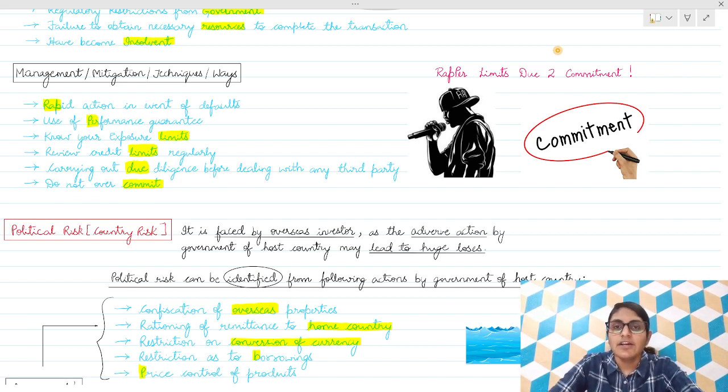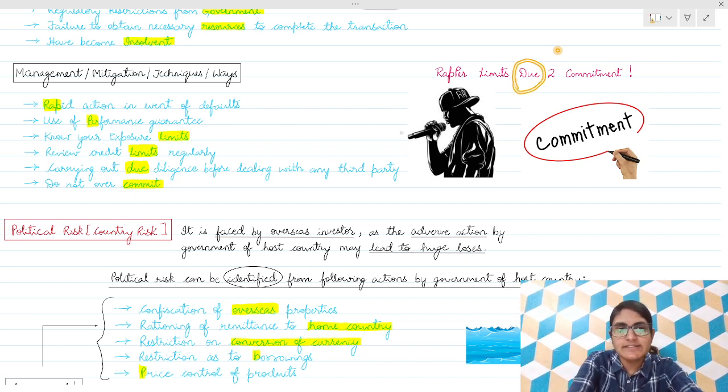There are two limits: know your exposure limits, and review credit limits regularly. Two limits, exposure limits and credit limits.